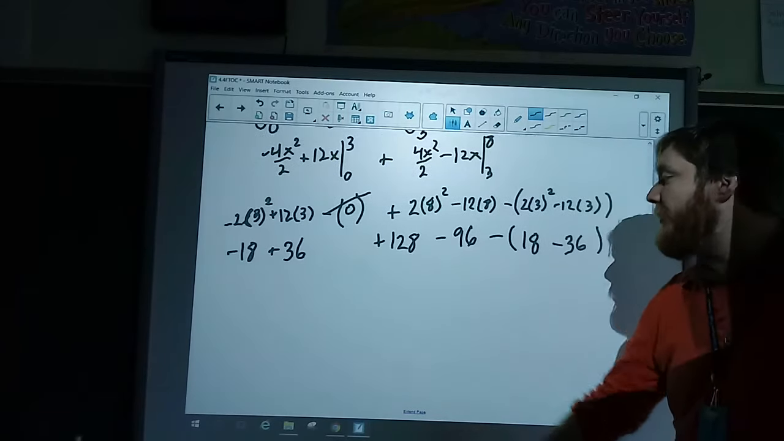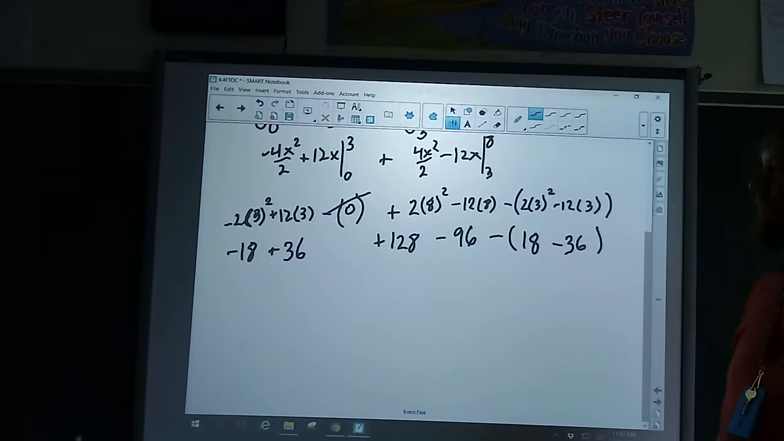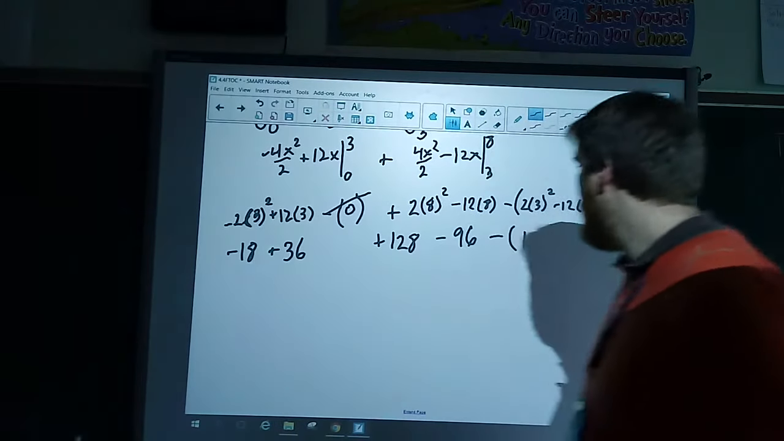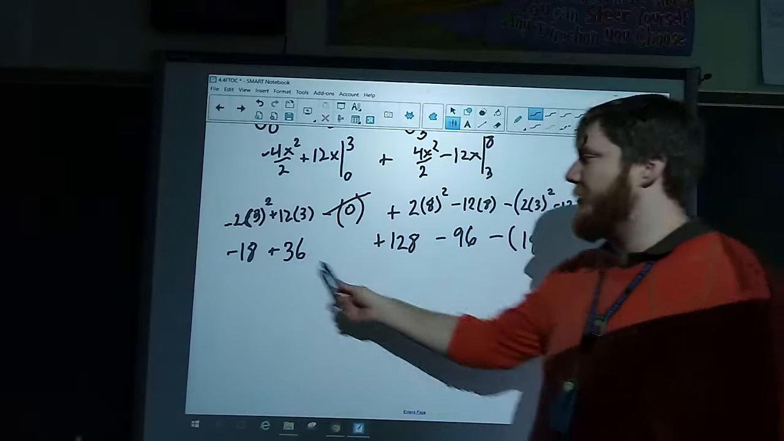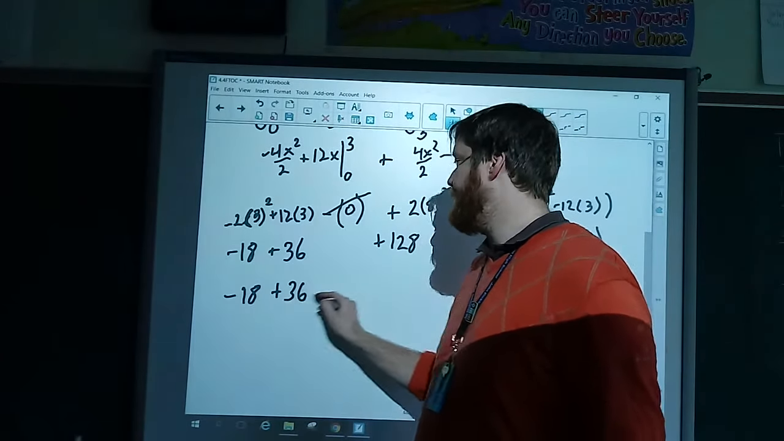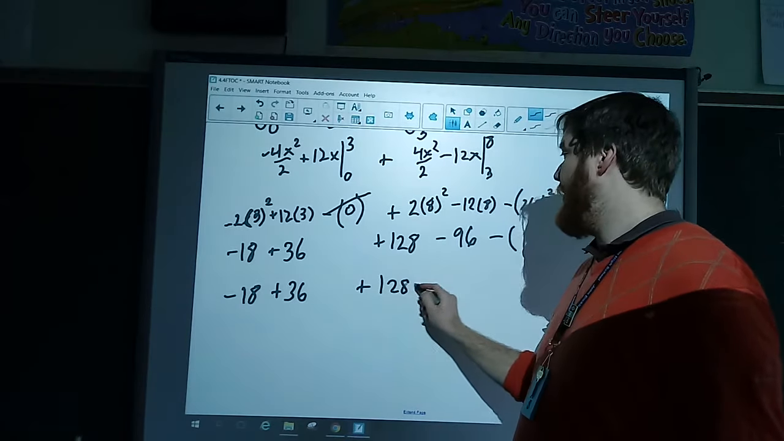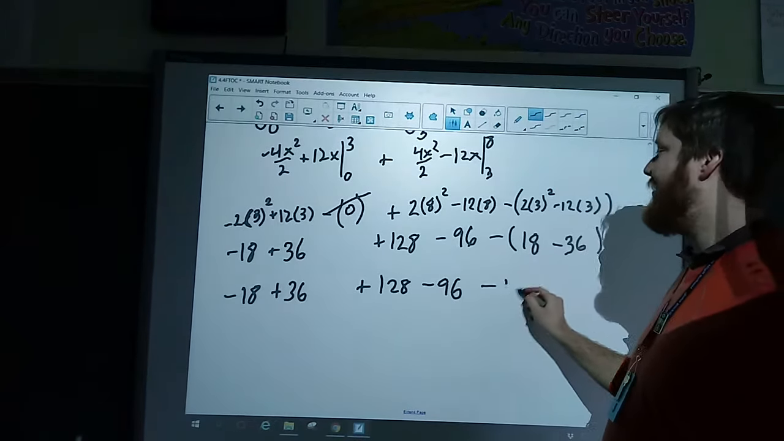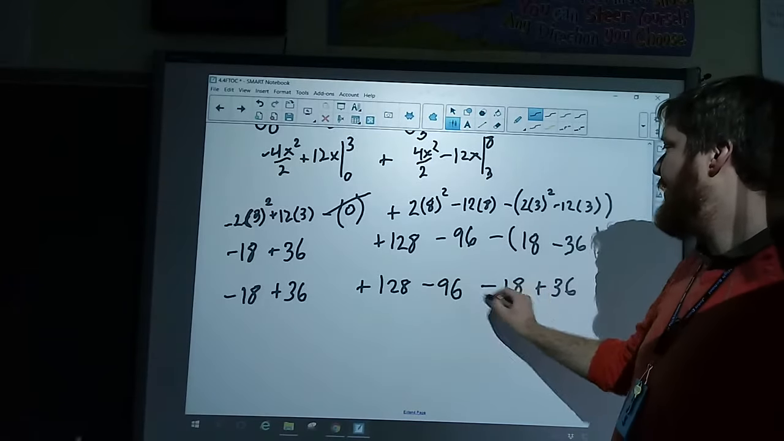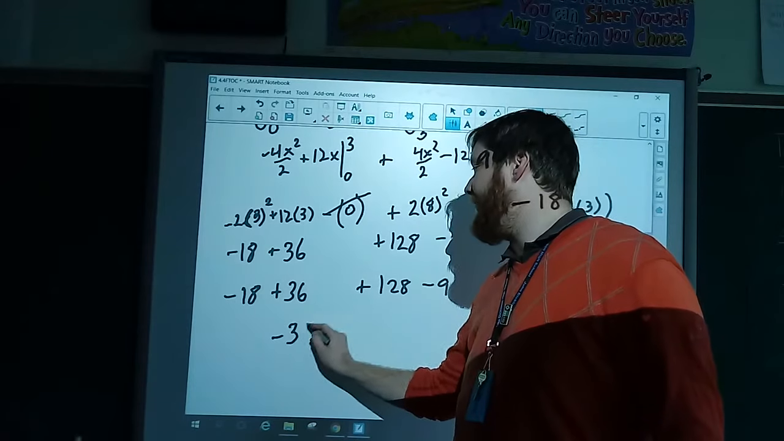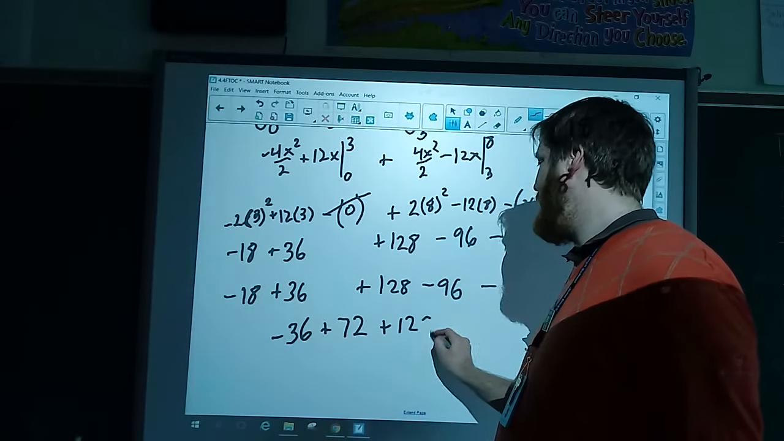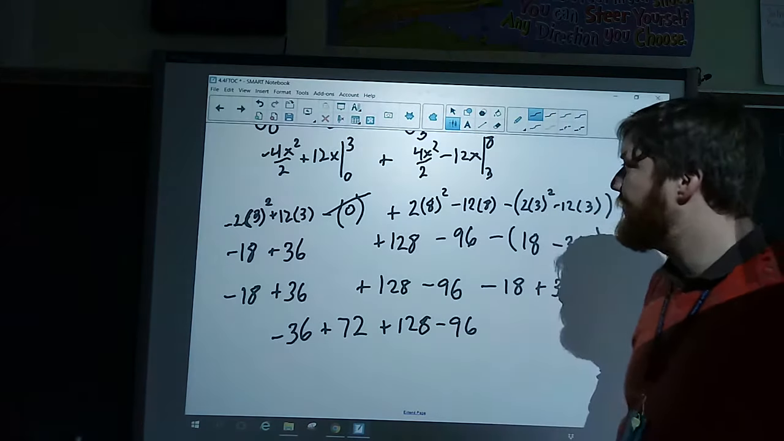So again, we want to be very careful with our arithmetic. A lot of people are going to accidentally cancel this 18 and this 18, or cancel this 36 and this 36. But if we're careful, we'll notice it's negative 18 plus 36 plus 128 minus 96 minus 18 plus 36. And so now these negative 18s actually join forces to negative 36. We now have a plus 72, we have a plus 128, we have a minus 96.